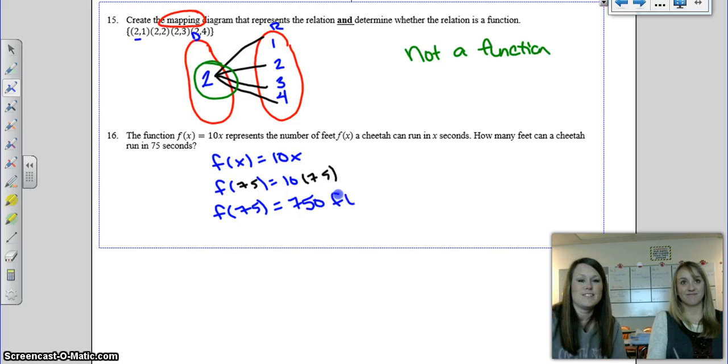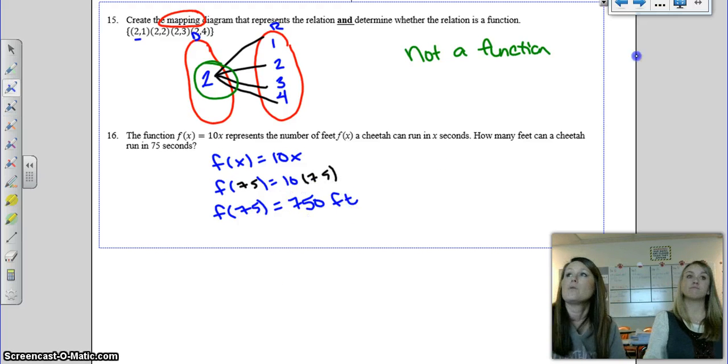I know I need a label on this one. So your answer could be this whole thing or just 750 feet. Either one.